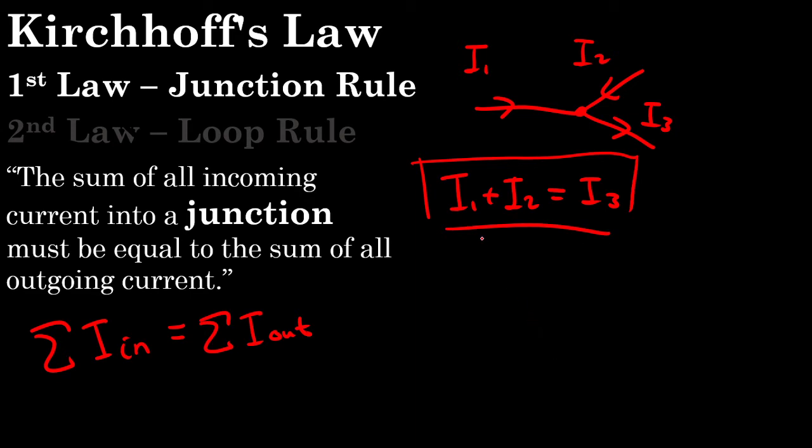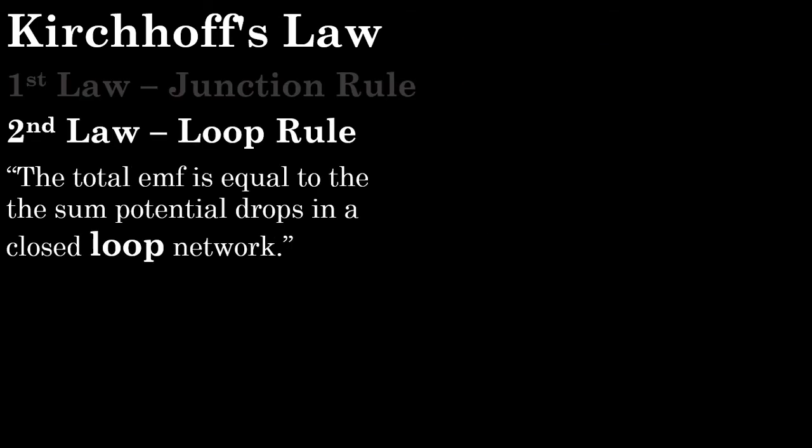Okay. The second rule talks about EMFs or potential drops. It says that the total EMF is equal to the sum of potential drops in a closed loop network. All right, so let's just write that down first. The summation of all EMF must be equal to the sum of the potential drops in a closed loop network.